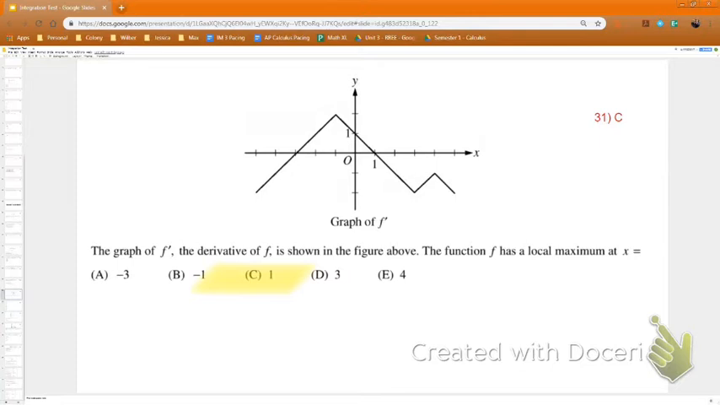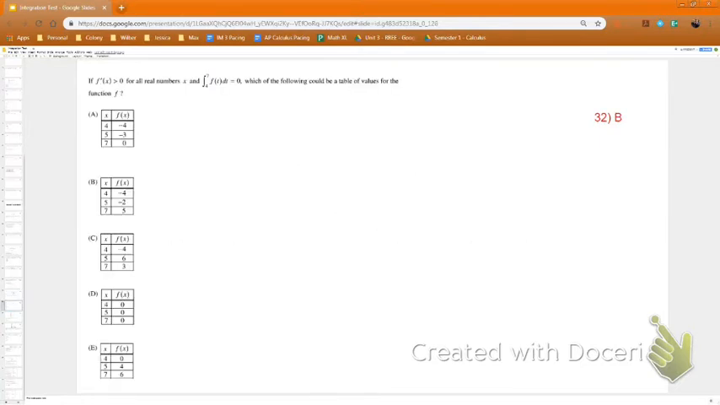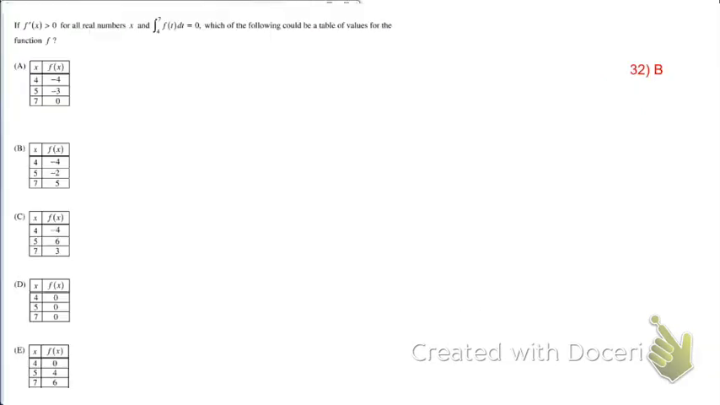Next question. All right, looking at this one. All right, for this problem, we don't need a calculator either. It's just kind of evaluating based on these tables. It says if the derivative is greater than 0 for all real numbers x, and the integral from 4 to 7 of the original function is equal to 0, which of the following could be a table of values for the function f?